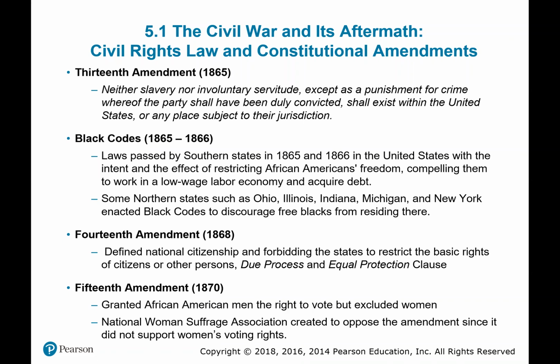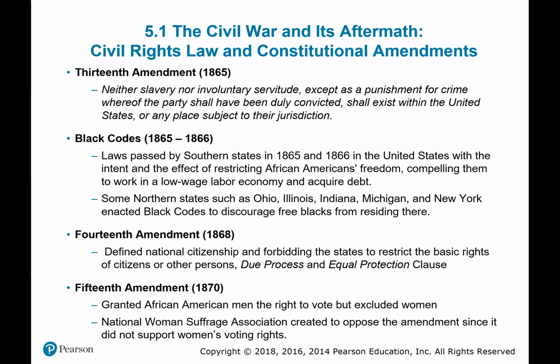In response to this, many parts of the South passed laws. They were called the Black Codes, and they were passed basically trying to restrict African Americans' rights and forcing them to work in a low-wage labor economy and acquire debt. And it was designed to keep the power in the group of the white landowners.